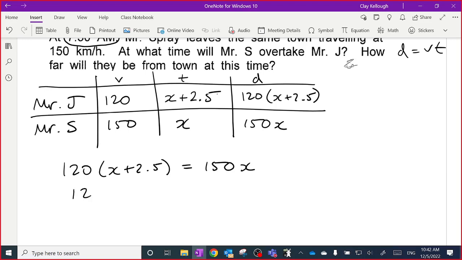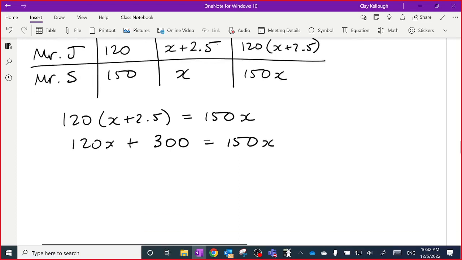So 120x, 2.5 times 120 is, I want to say it's 300. Am I right about that? Yep, 300. And equals 150x. And if I minus 120x from both sides, I get 300 equals 30x. So x is 10.